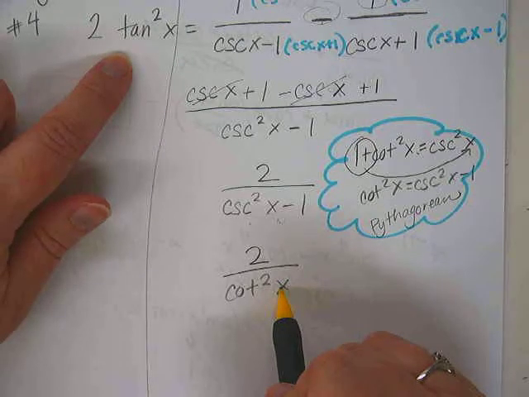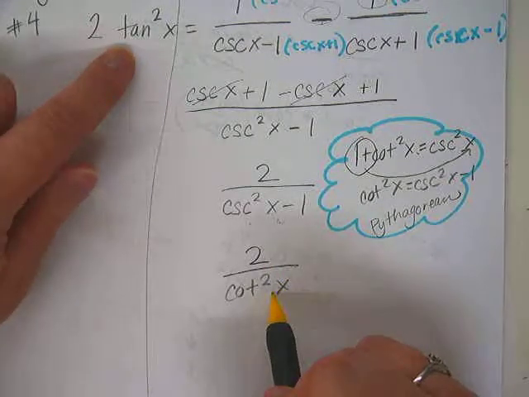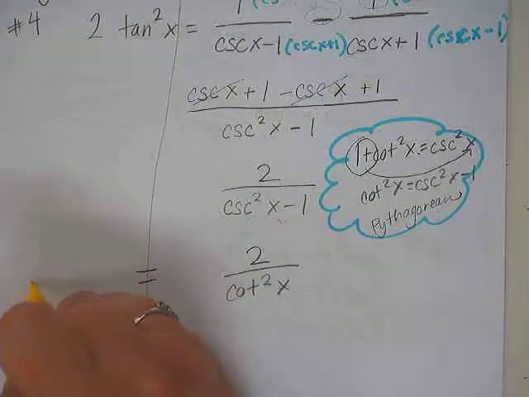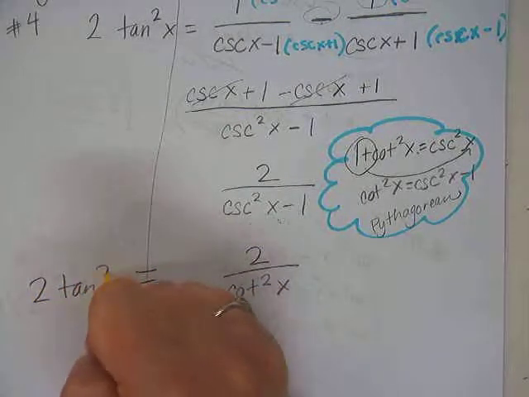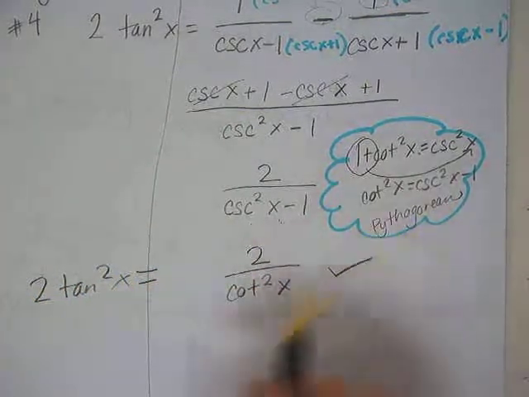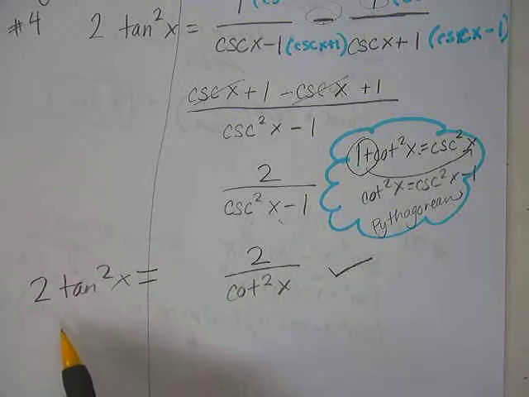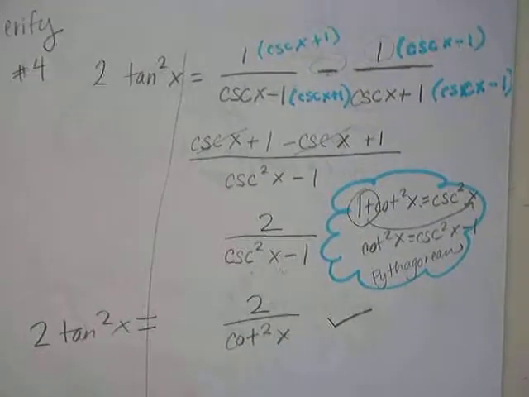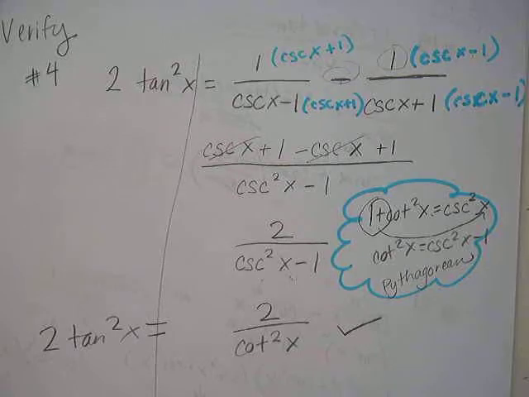Well, now keeping our goal in mind, we don't want it to be cotangent, we want it to be tangent, but that's easy because 1 over cotangent is tangent. So I think we're done. I think we've got it. Right? With our reciprocal identity.